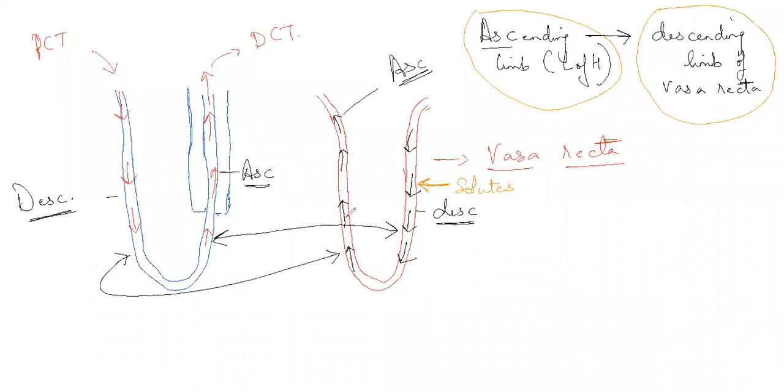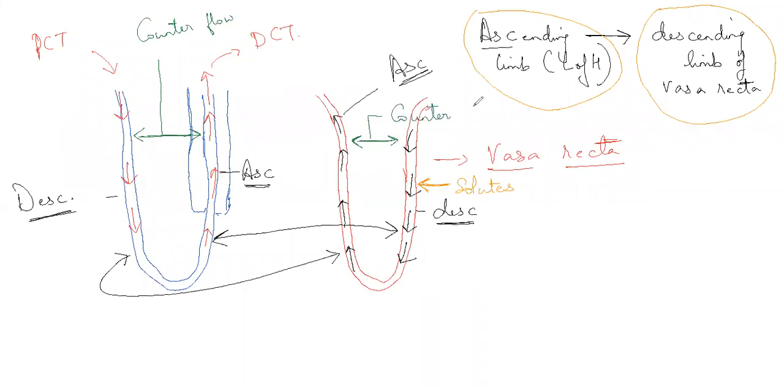This is another example of counter flow. Counter flow means opposite direction. In between these two limbs there is counter flow. Also between these two limbs, here also there is counter flow.